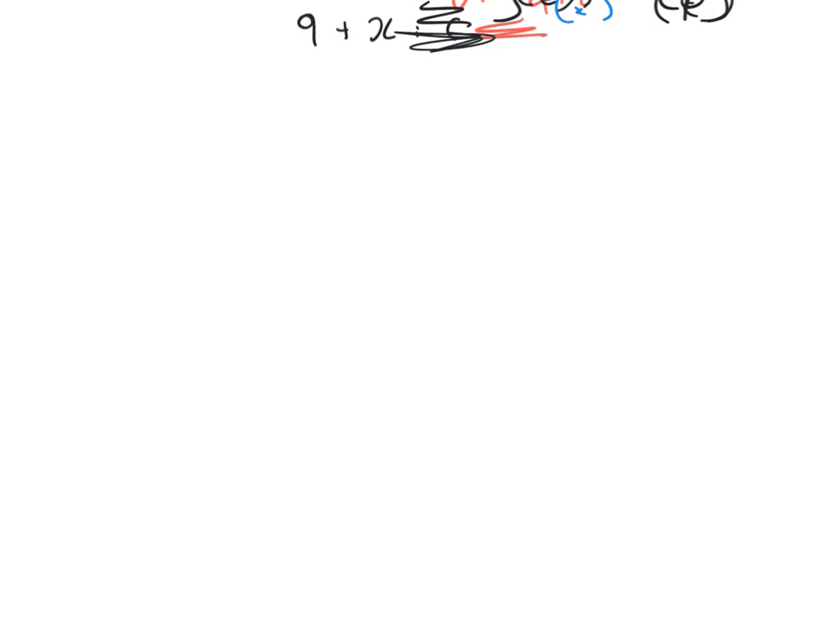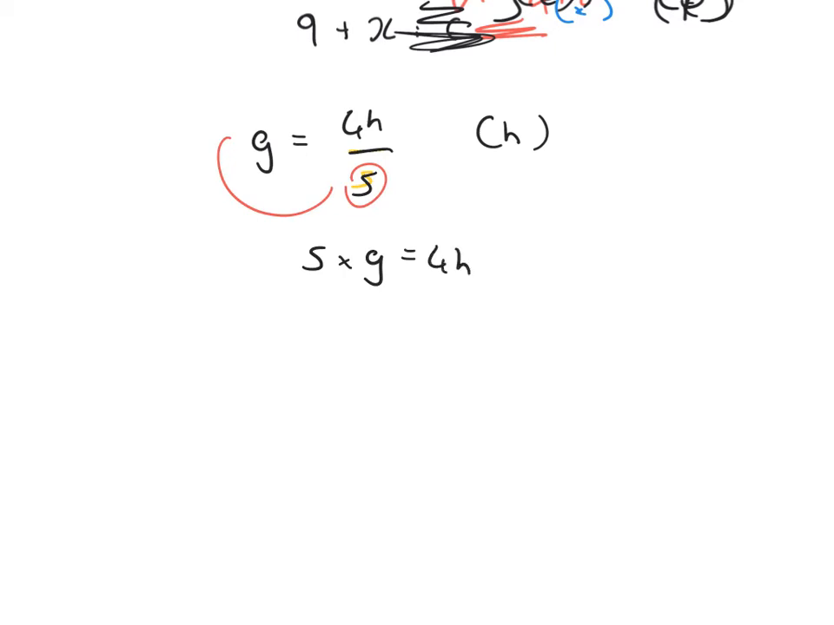Okay, next one, let's go for g equals 4h divided by 5. Let's change that colour. g equals 4h divided by 5. Change the subject of the formula to h. Okay, so first of all, I'm going to eliminate the divide by 5. And the opposite operation will be times by 5. So that would be 5 times g equals 4h. I could just write that as 5g equals 4h.